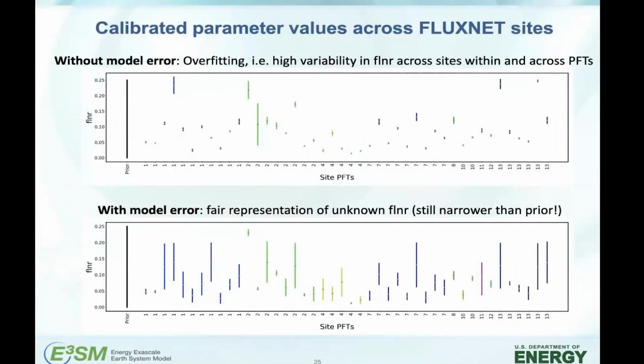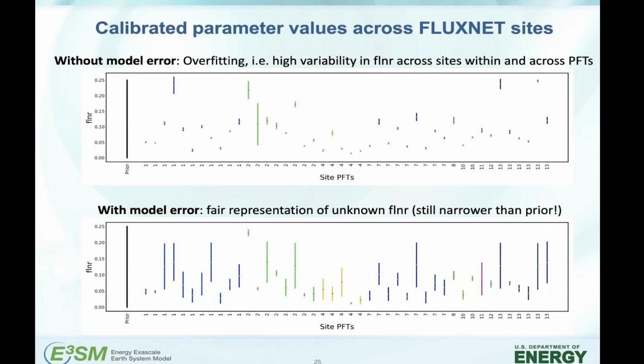All right. One other exercise I wanted to highlight is without model error implementation in the calibration process. This is the top plot. The FLNR, for example, the most important parameter, the posterior is all over the place for various sites. The site PFTs are on the x-axis. Basically, for each site to fit the data, FLNR goes out of its way with very small uncertainty and tries to fit. This is an essential sign of overfitting.